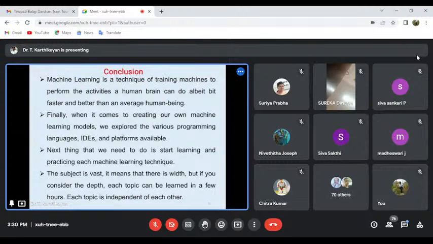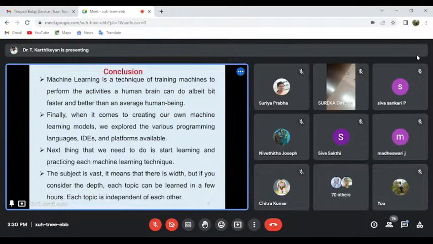Machine learning is a technique of training machines to perform the activities a human brain can do, a bit faster and better than an average human being. So when you compare with the average human being, by using machine learning the efficiency can be increased. Today, we have seen that machines can beat human champions in games. As we have already heard about chess, the world champion was defeated by the system. This is by using machine learning.